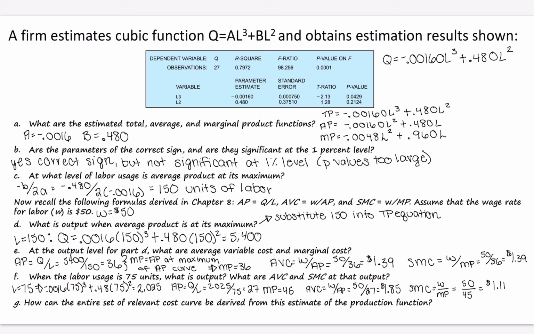How can the entire set of relevant cost curves be derived for this estimate of the production function? You would repeat E and F for all levels of output. And the only way that that would be reasonable is if you were using a computer and it could do it for you. Otherwise, it would take forever to plug it all in by hand. Use Excel, use Stata, use whatever your preferred software is.